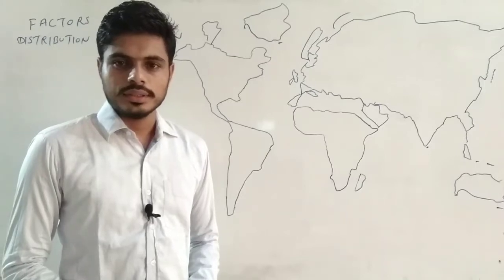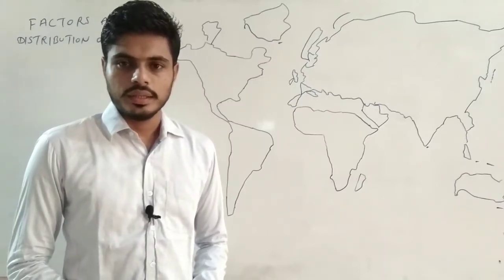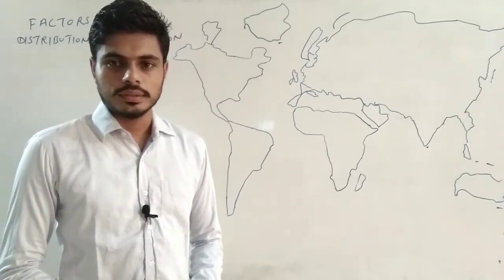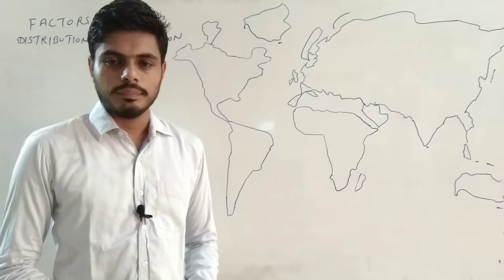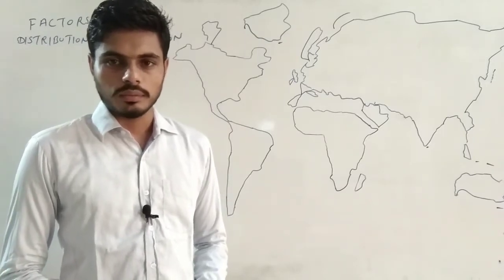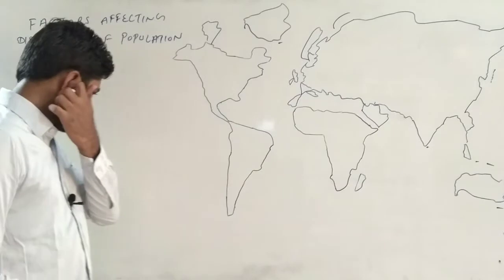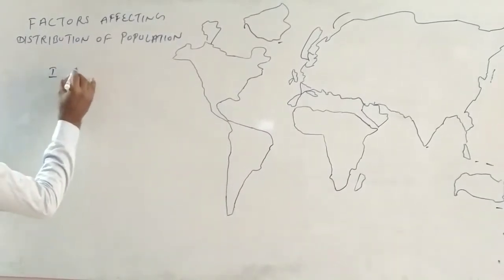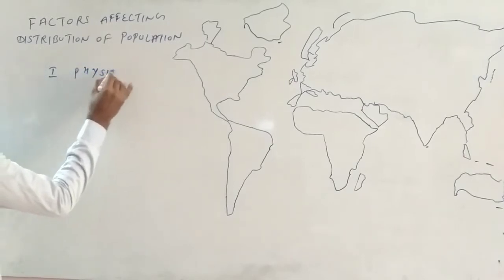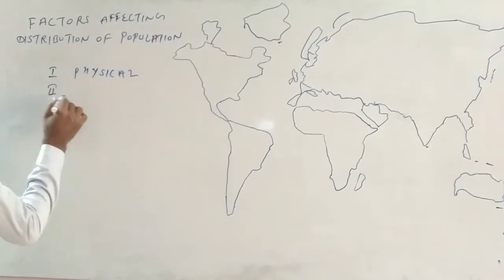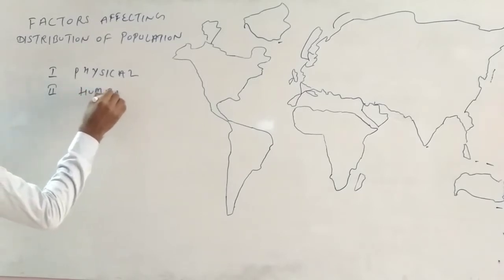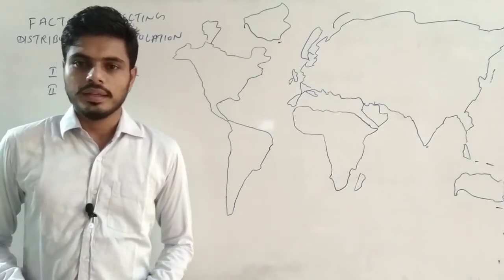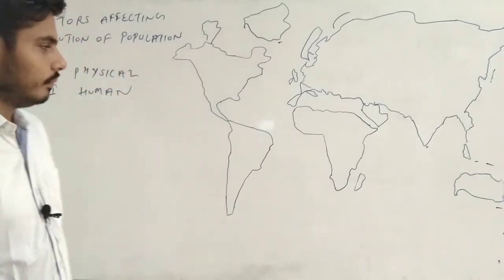Human geography, our second chapter is population: its distribution, density, and growth. Today our topic is the factors affecting the population distribution across the globe. There are two categories of factors: one is physical, and the second is human factors. These influence the distribution of population across the globe.